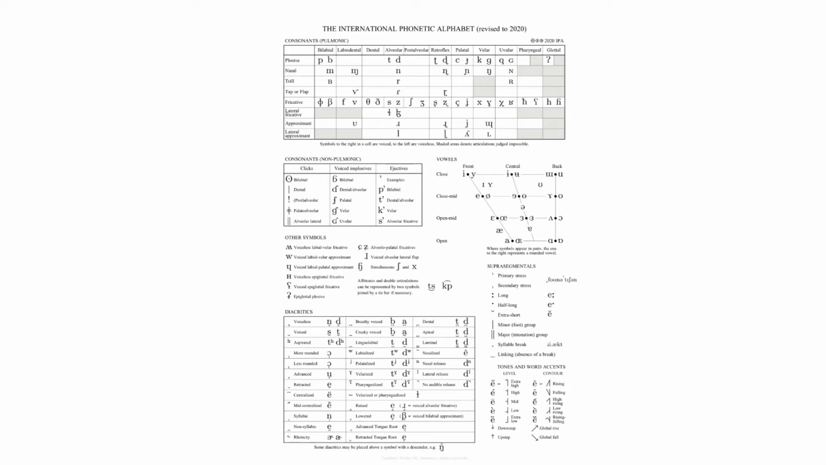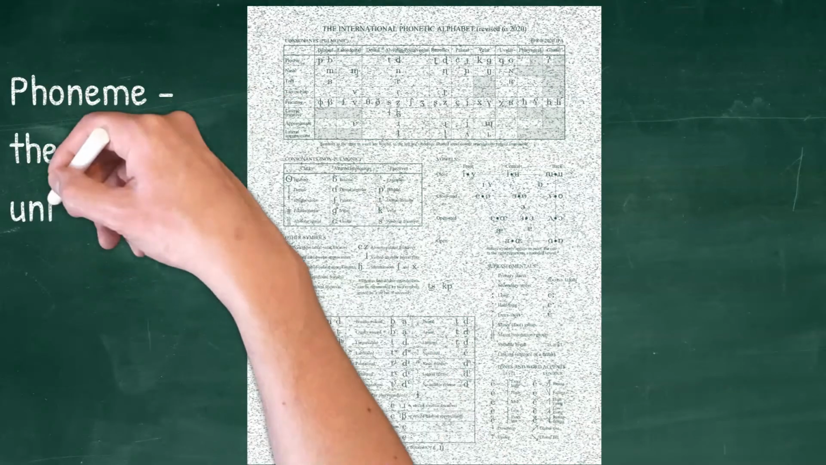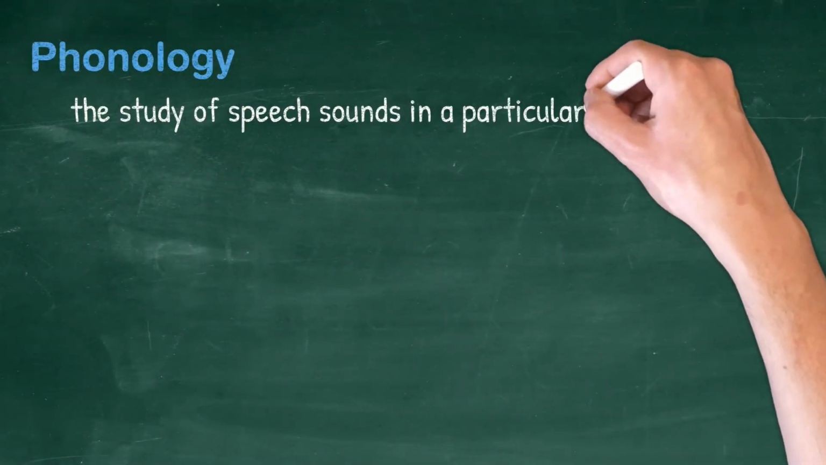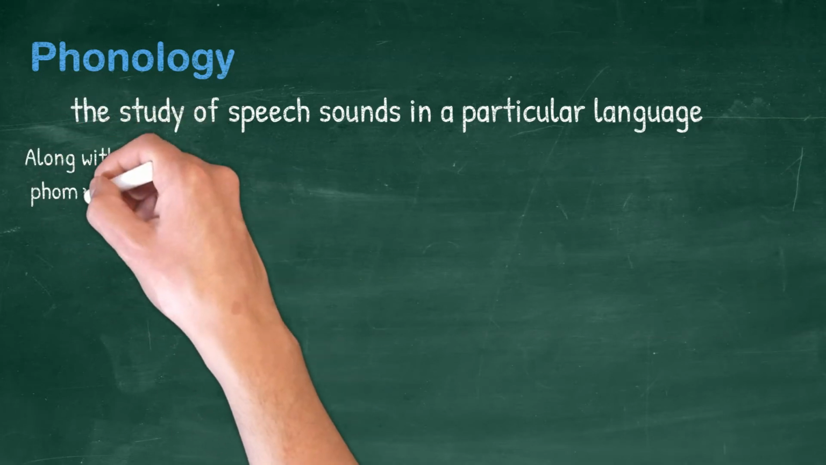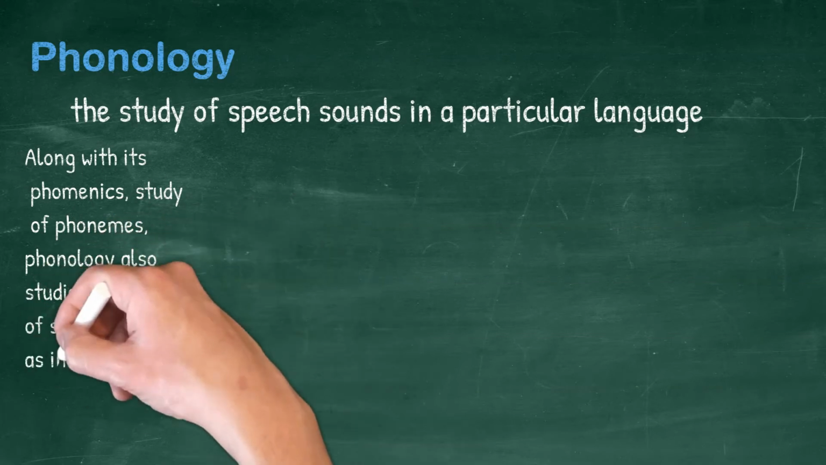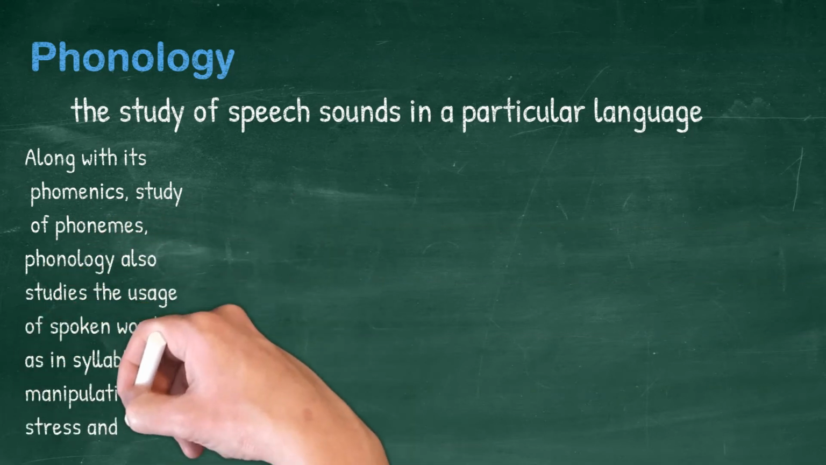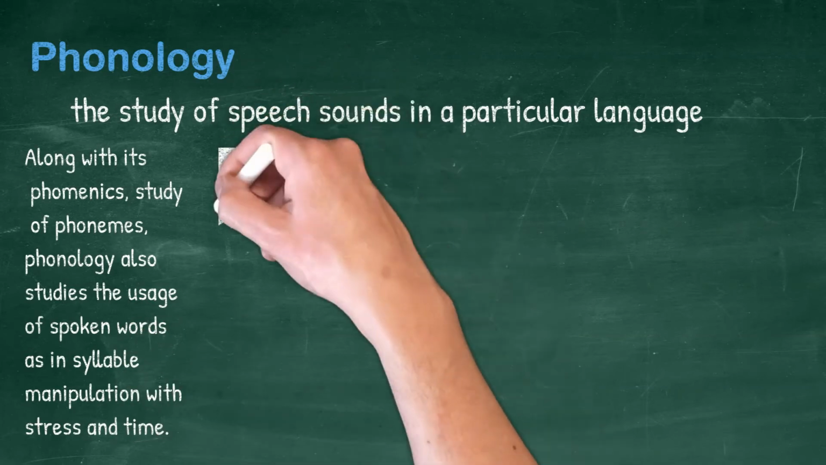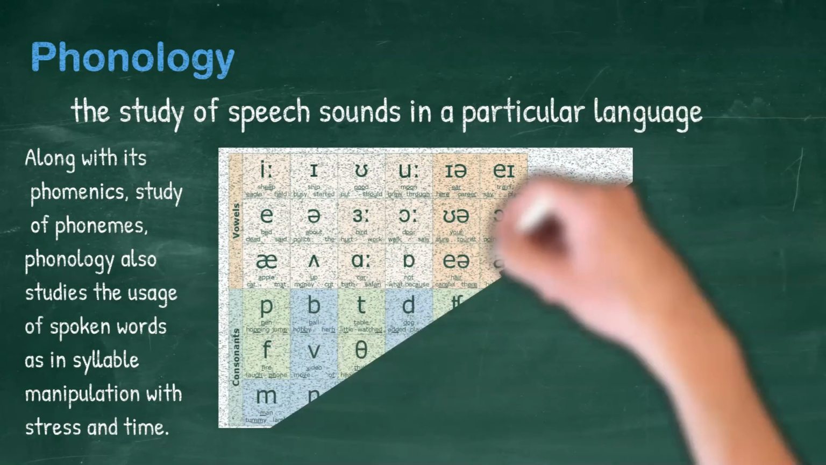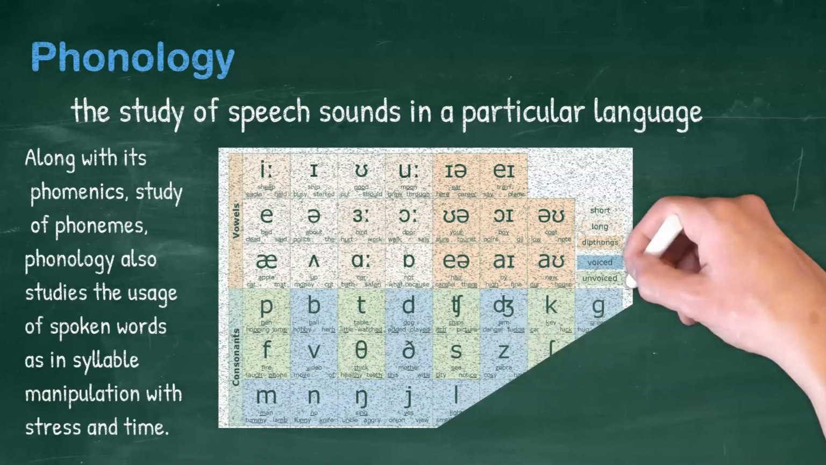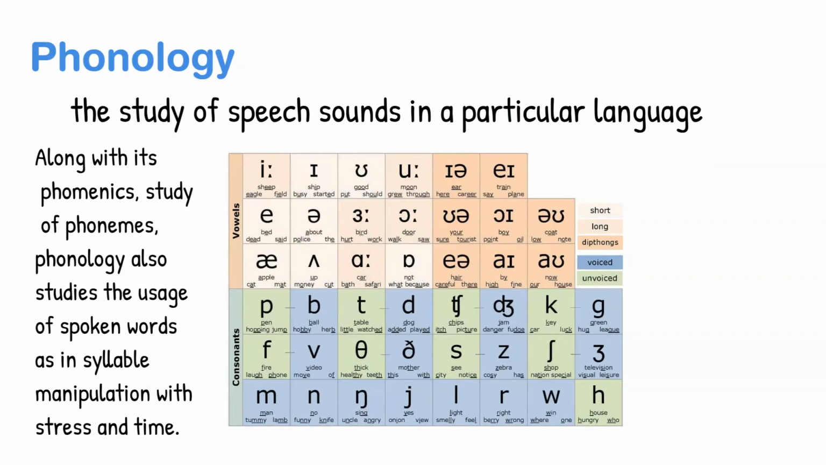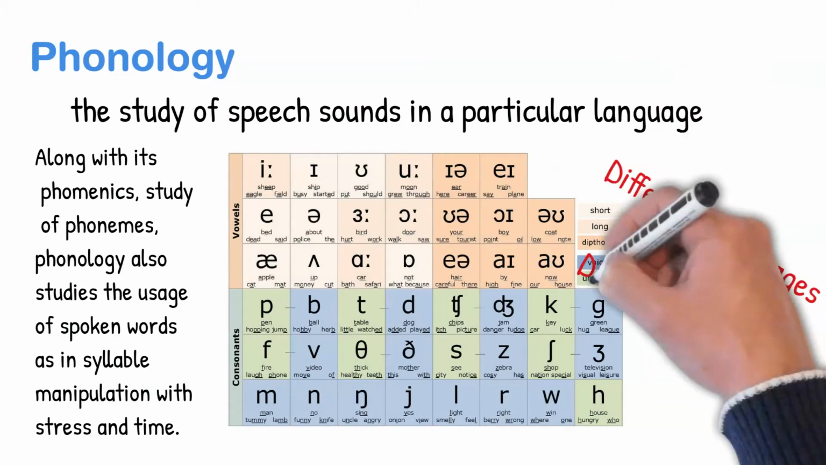Now, all the characters here that you see, they are phonemes, the smallest unit of speech sounds. Now, phonology is the study of speech sounds in a particular language. So along with its phonemics, the study of phonemes, phonology also studies the usage of spoken words, as in syllable manipulation with stress and time. Each language has its own distinct groups of sounds, as well as its own phonemic chart. Now, English phonology has 44 individual sounds, or 44 different phonemes. Check out the chart. We're going to go through this whole chart in Unit 2. No worries, we'll get back to that.